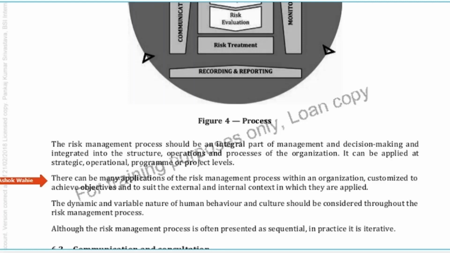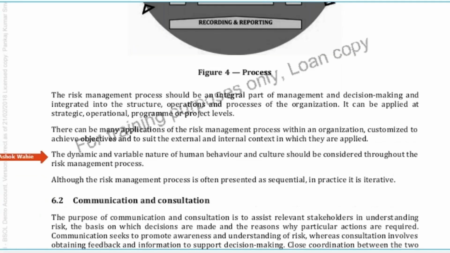Then the dynamic and variable nature of human behavior and culture. So if you do not have a culture, if you have not educated your people, if the people are not motivated, if they're not innovating, if they're not skilled, if they're not trained, then that itself will become a risk. So the dynamic and variable nature of human behavior and culture should be considered throughout the risk management process. So what happens if the people are not contributing? They are not sensitive. They are not motivated to provide their advice. They do not share information. They do not want to engage in this risk management. Then that is a serious issue from a human aspect or a culture perspective.